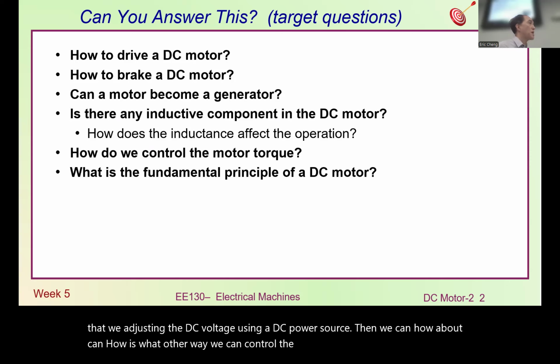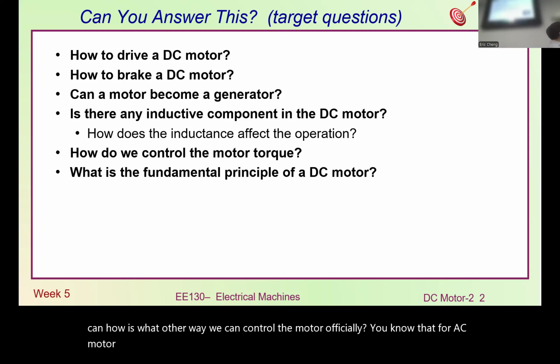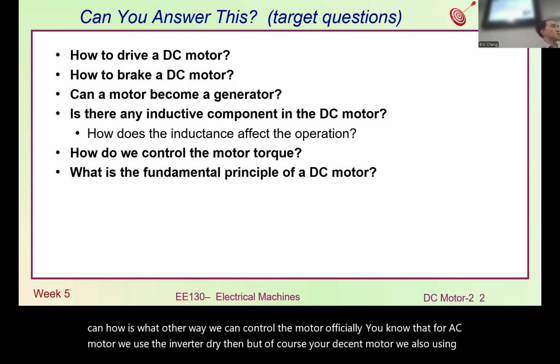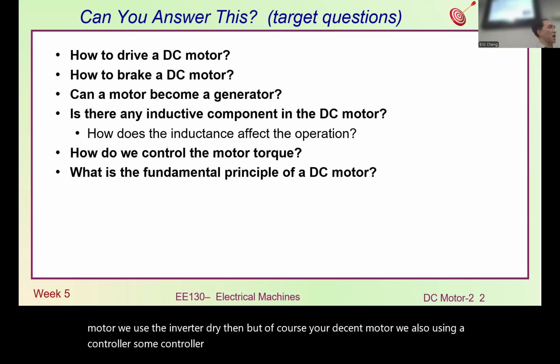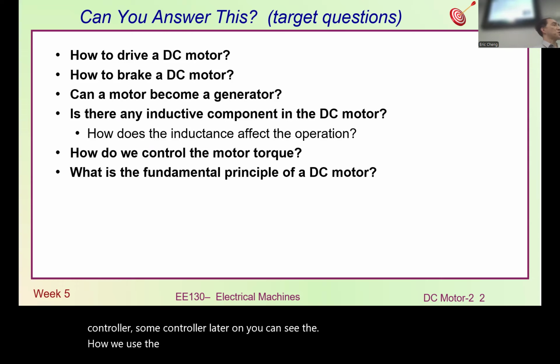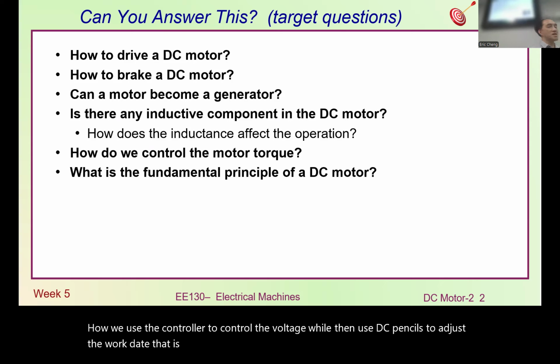Obviously, you know that for an AC motor, we use an inverter to drive it. But of course, for a DC motor, we also use a controller. Later on, you can see the circuitry, how we use the controller to control the voltage, rather than use a DC power source to adjust the voltage. That is impossible in real life.